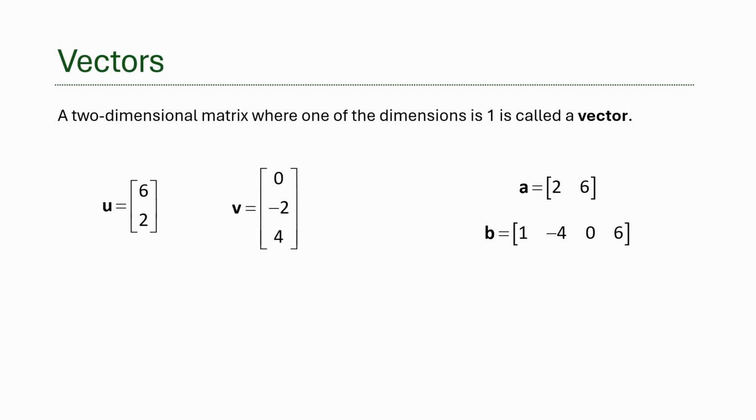By a vector, well, if you've taken a physics class or maybe a trigonometry class, these are the exact same vectors that you learned about there. In matrix terms, we're going to define a vector to be a two-dimensional matrix where one of the dimensions is 1. The matrices on the left, where the column dimension is 1, are called column vectors. And the matrices on the right, where the row dimension is 1, are called row vectors.